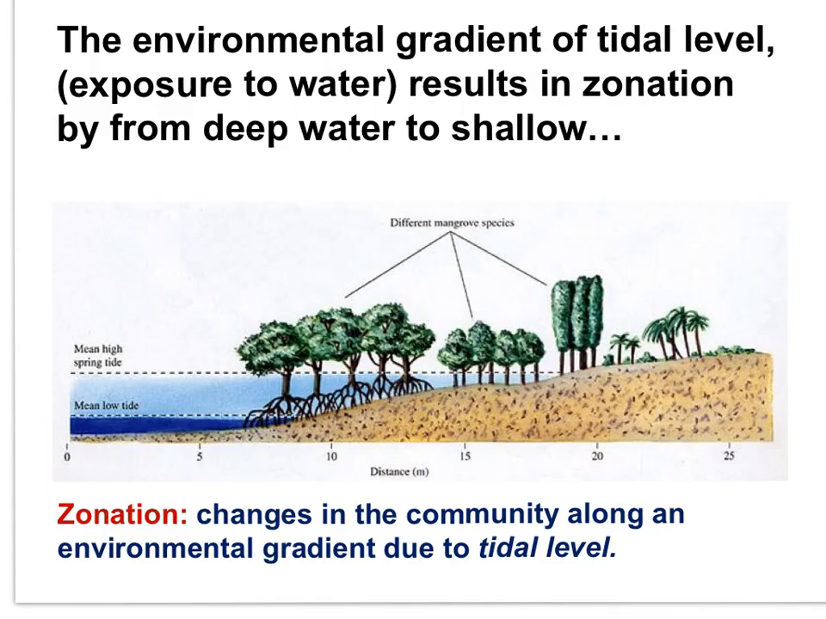The environmental gradient of tidal level results in zonation. Exposure to wave and water results in zonation. From deep water to shallow, from high wave exposure to low, the community changes spatially due to the environmental gradient of wave action and water coverage. The species composition changes spatially due to the tidal level.